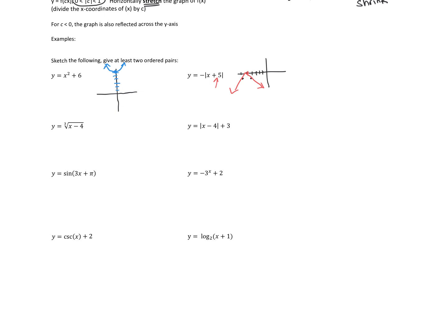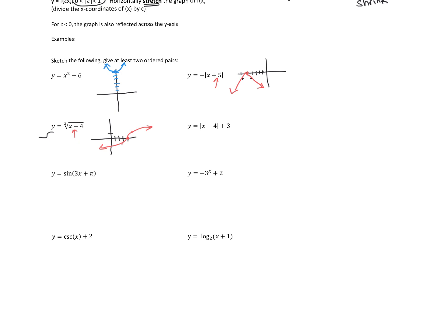All right, for this next one, we have a cube root. A cube root has this shape sideways, and this one, because I've subtracted 4 from the x, I'm going to shift it to the right 4. And other than that, it's going to be the up 1 over 1, down 1, back 1, and it'll look something like this.